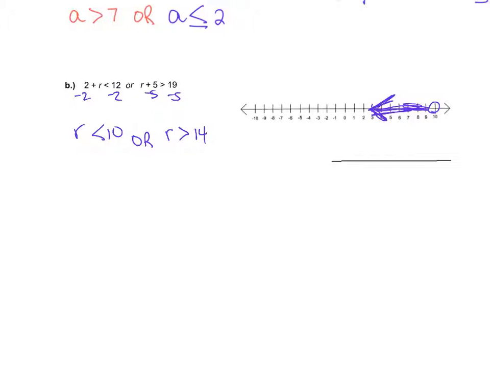And now 14, you're going to have to extend this number line. 11, 12, 13, 14. An open circle on 14, and it's greater than. And again, set builder notation, values of r such that r is less than 10 or r is greater than 14.